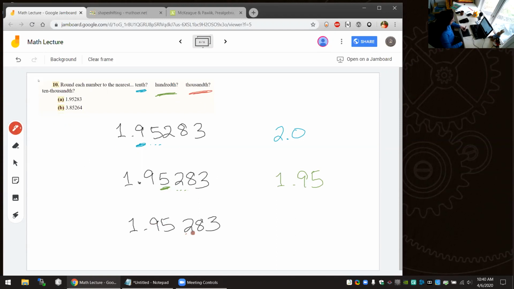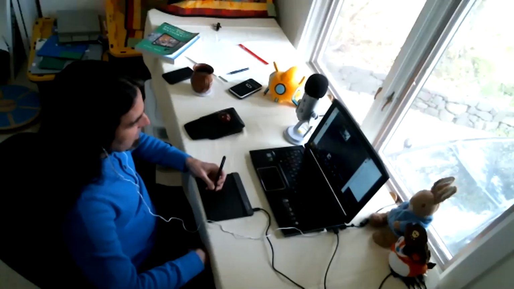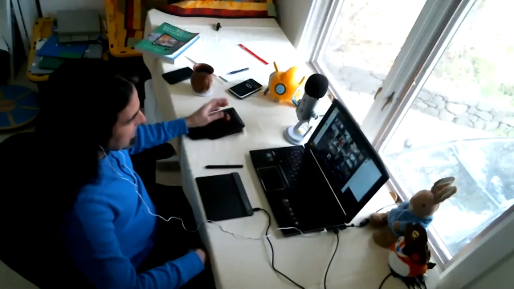Thousandths: tenths, hundredths, thousandths. Look at the one to the right of it. Is 8 5 or more? Yes, so that one's going to get bigger. Okay, stop share. Everyone happy with rounding?